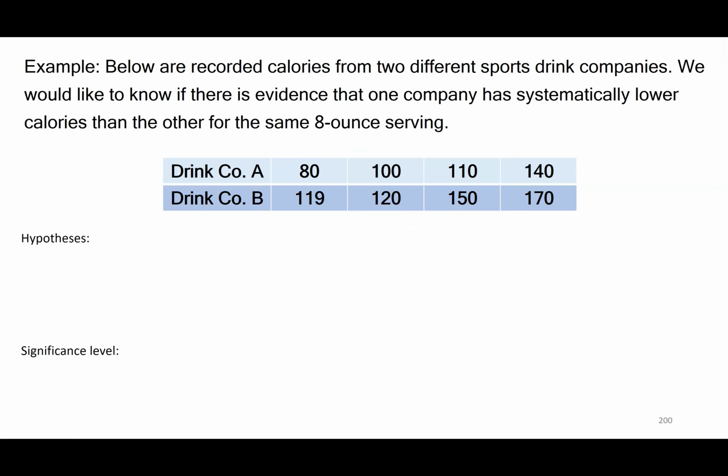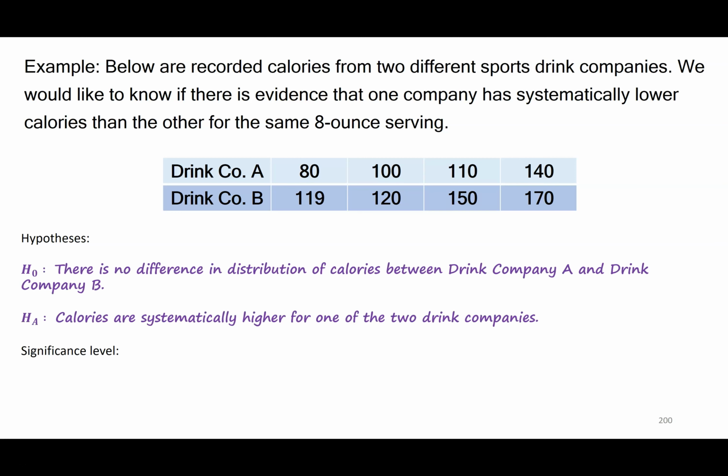Okay, so same problem. Now we want to look at our hypotheses. Remember, it's non-parametric, so our hypotheses won't have parameters in them. However, they should still be talking about that general population, or the two general populations we're looking at, company A and company B.